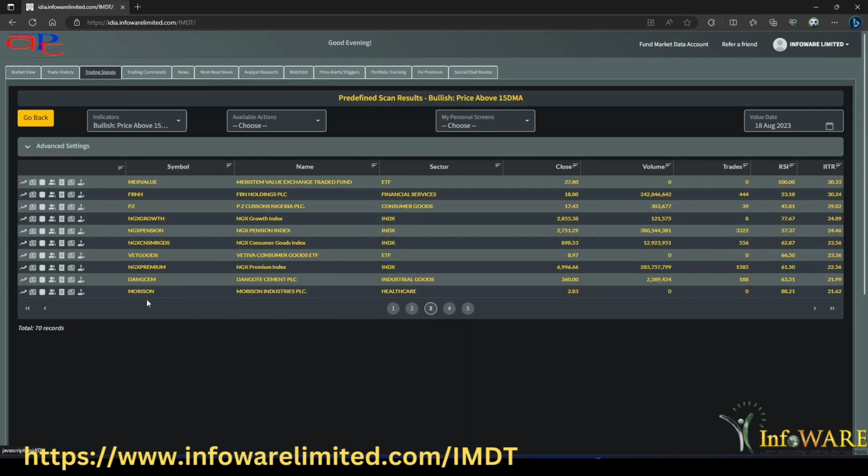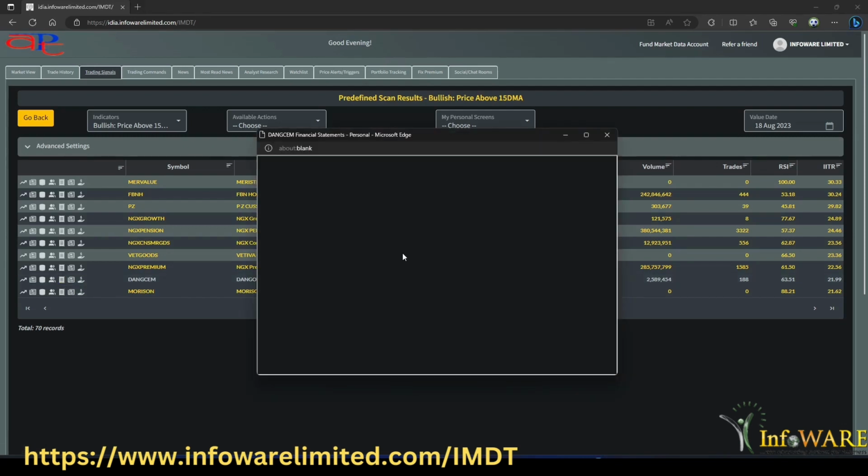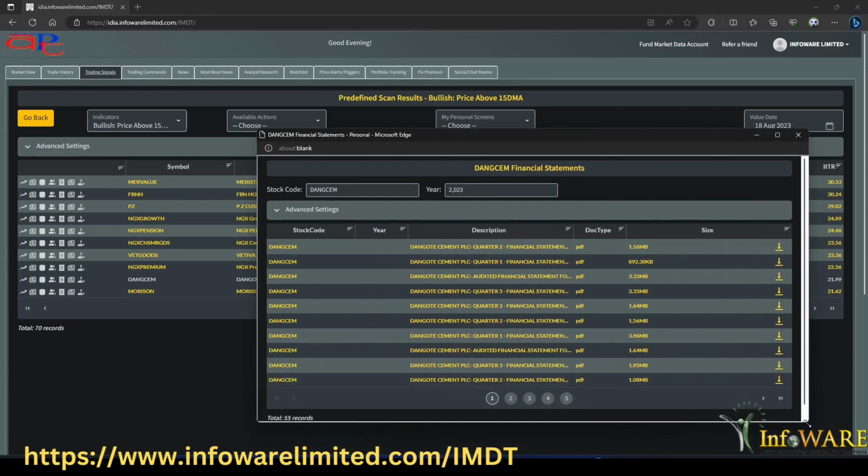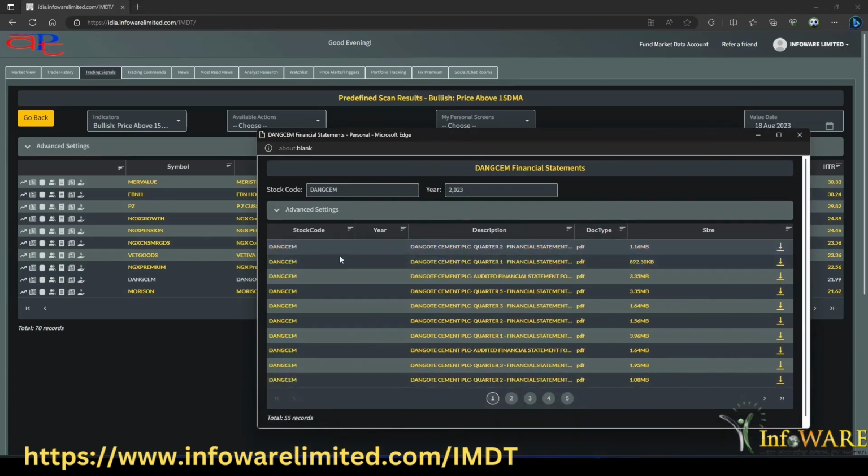Now, let us say, okay, what exactly are these things? How do I do a little bit of a drill down? For Dangote Cement, for example, I can just click here and look at the fundamentals. The fundamentals here are all of the company reports. So for 2023, these are all the company reports, the financial statements, the quarterly statements, the audited financial reports. Everything is right here, and I can click on that to download the report and then view it. Again, we can drill into this in a more detailed recording.